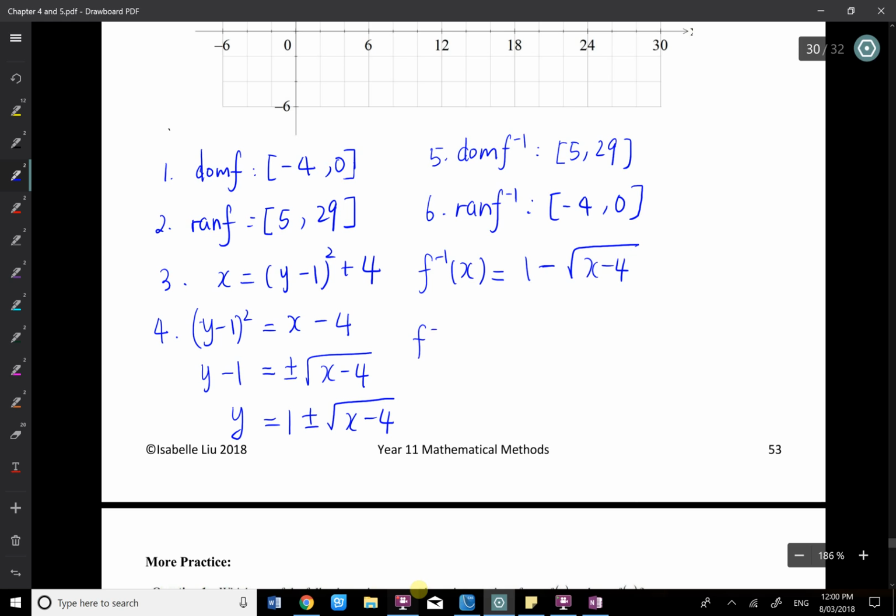So in function notation, f inverse will have a domain of 5 to 29, mapping to R, comma, f inverse of x equals 1 minus the square root of x minus 4.